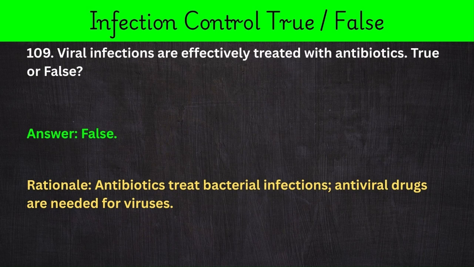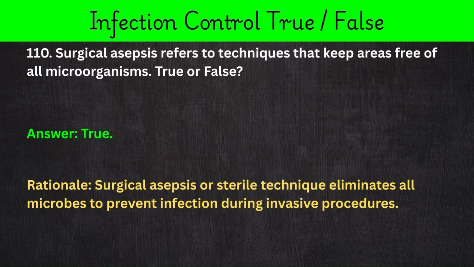True or false? Answer: false. Rationale: antibiotics treat bacterial infections. Antiviral drugs are needed for viruses. 110. Surgical asepsis refers to techniques that keep areas free of all microorganisms.